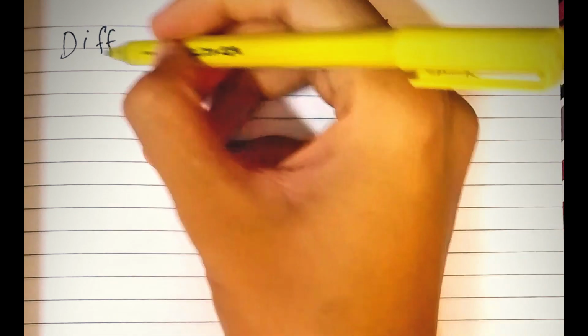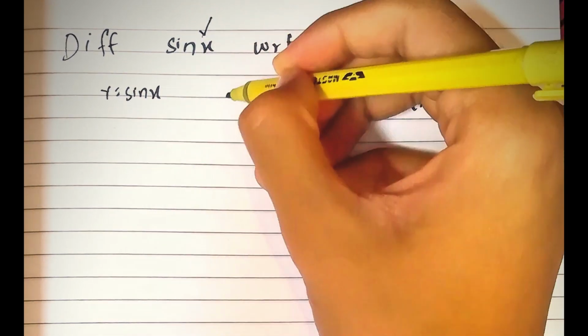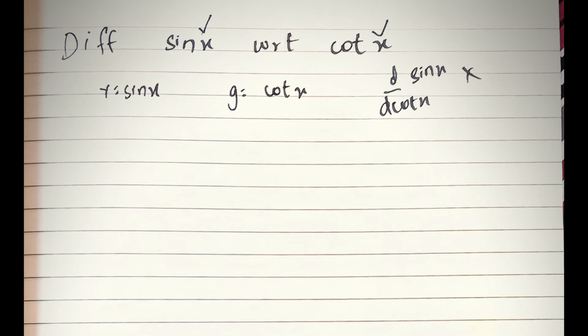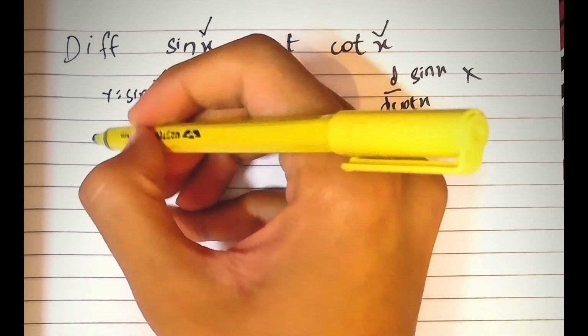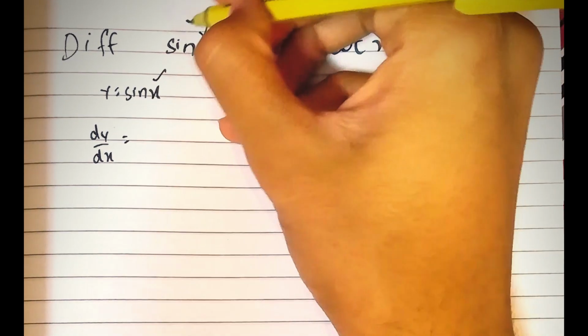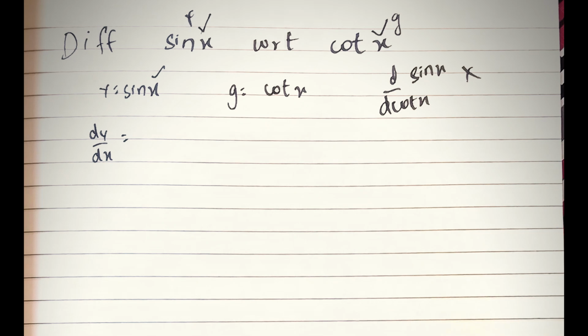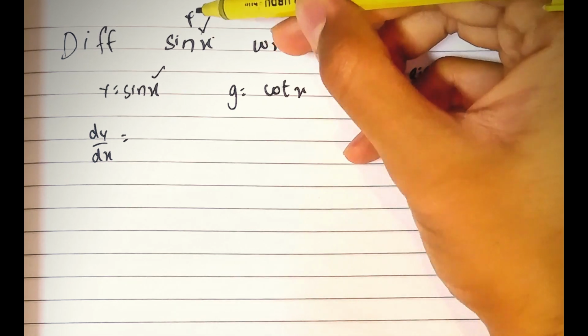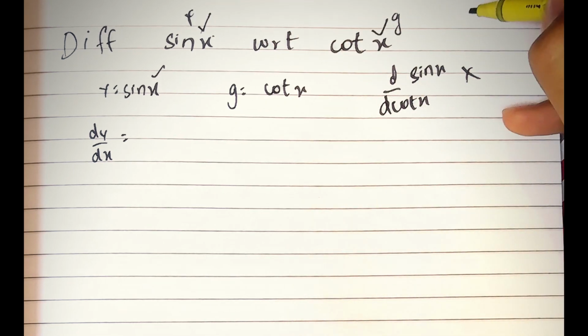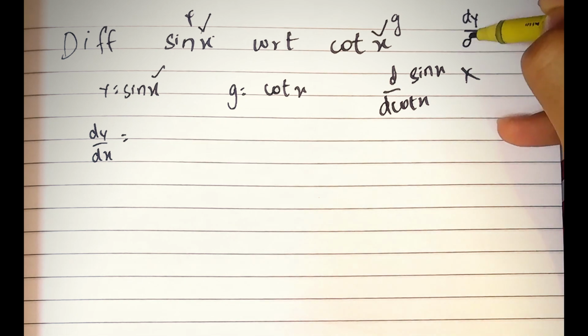Okay, so my first function would be sin x, then the second function g would be cot x. Actually it is the third function, because the second function is actually x in this question. So first of all, we have to know what the chain rule is. What I want to find is the differential of sin x with respect to cot x. I have made sin x equal to y and cot x equal to g. So now the question is asking you to find dy by dg.